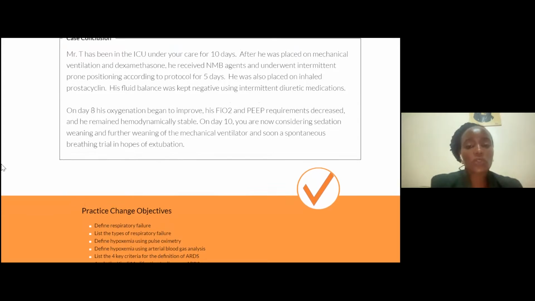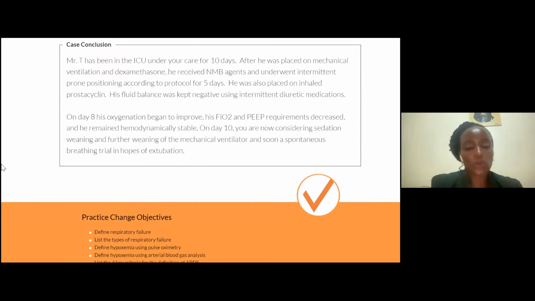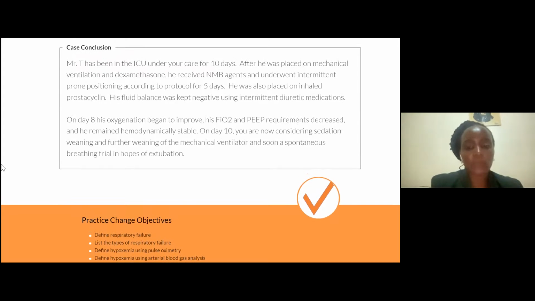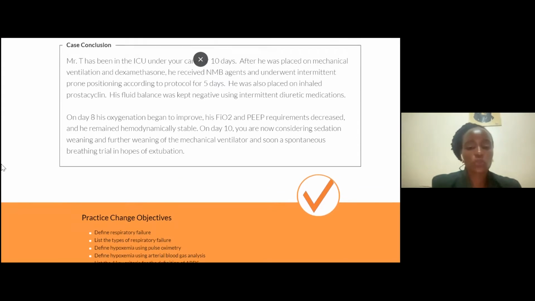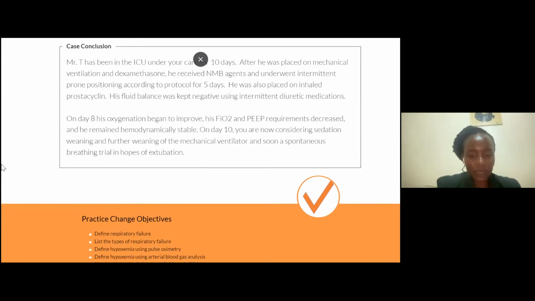So remember the goals of treatment, as I had said earlier: low tidal volumes, high PEEP, proning position, and monitor your FiO2 using your SpO2. Monitor your SpO2 and then you determine what your FiO2 would be. So, practice change, we're coming to the end.